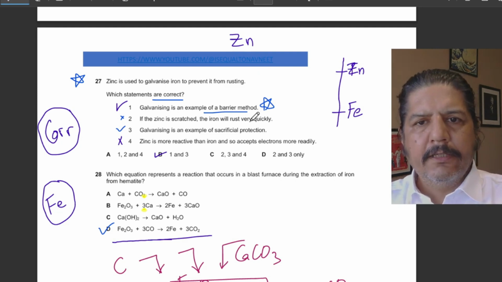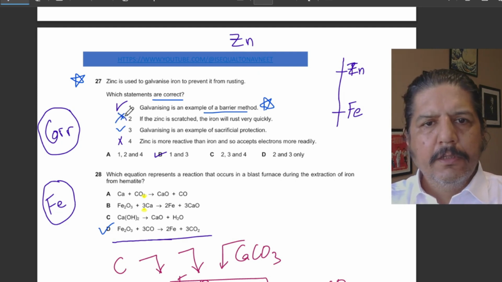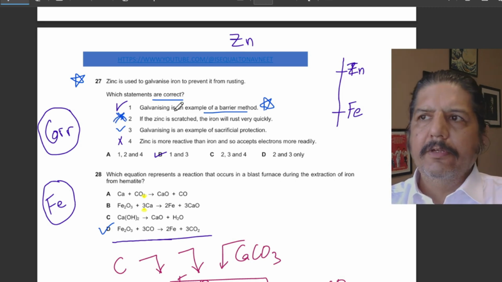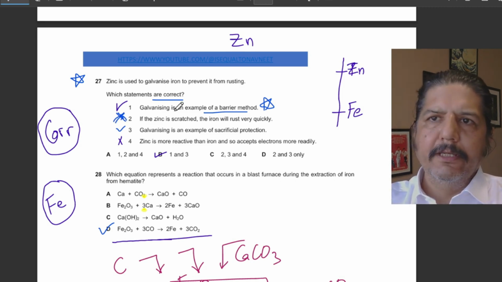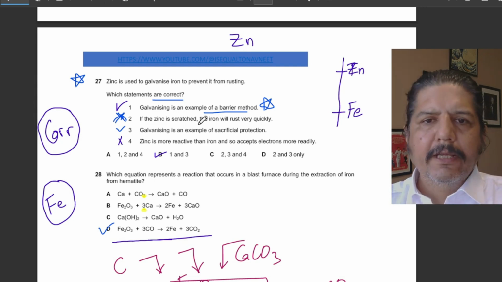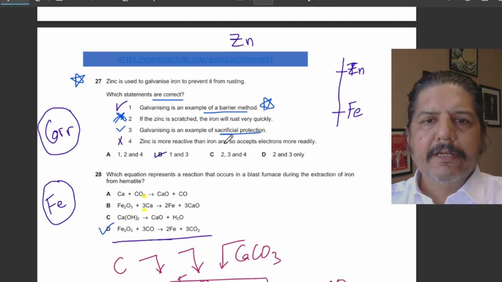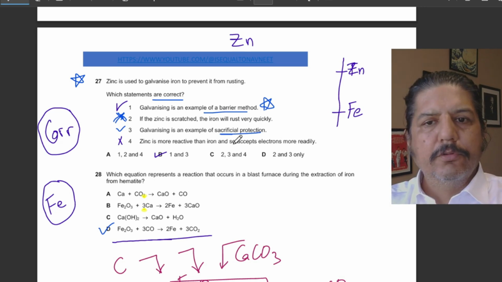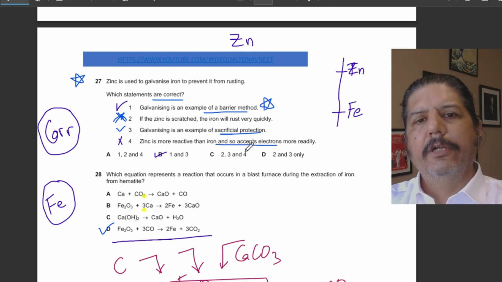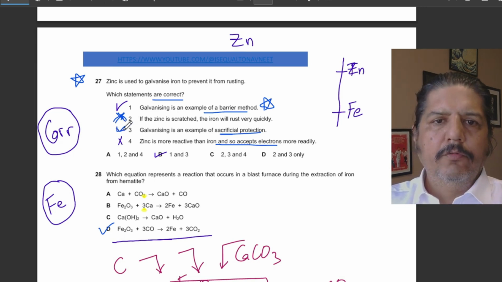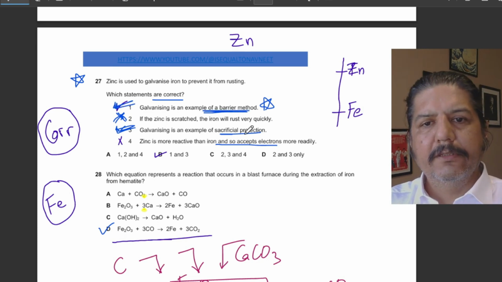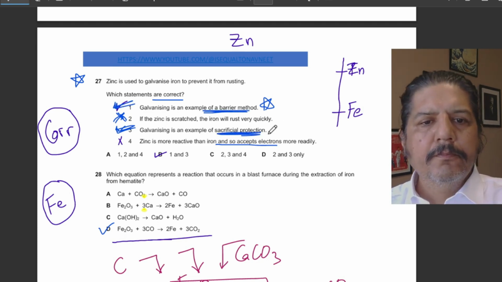If zinc is scratched, the iron will rust very quickly. No, that is not the case. The whole point of galvanizing is that even if it is scratched, zinc is always more forthcoming in donating electrons. It's more reactive. Galvanizing is an example of sacrificial protection. Yes, it is, because we are sacrificing zinc rather than iron. Zinc is more reactive than iron, so it accepts electrons? No, zinc doesn't accept electrons; it donates electrons. So our correct answer would be 1 and 3. Galvanizing is an example of barrier method and also an example of sacrificial protection.